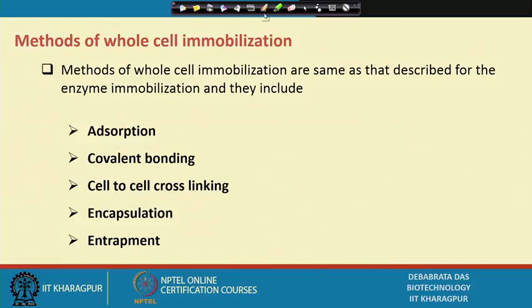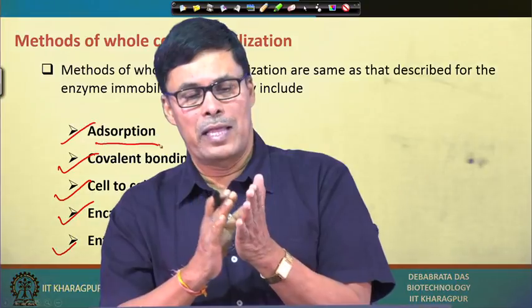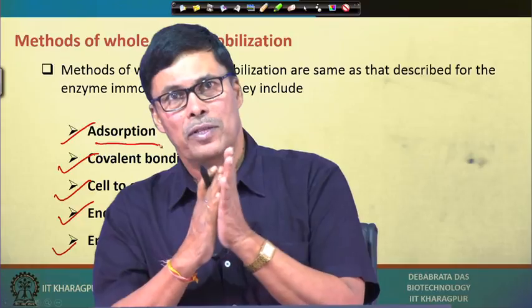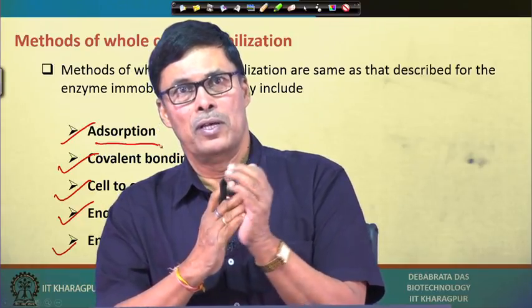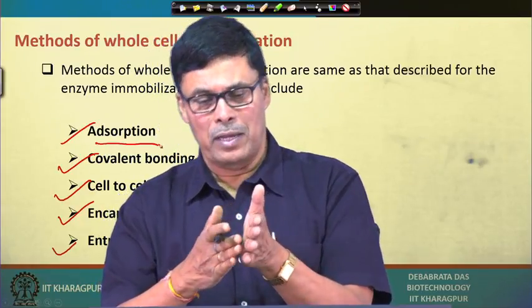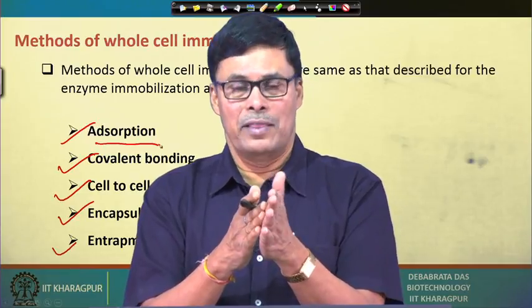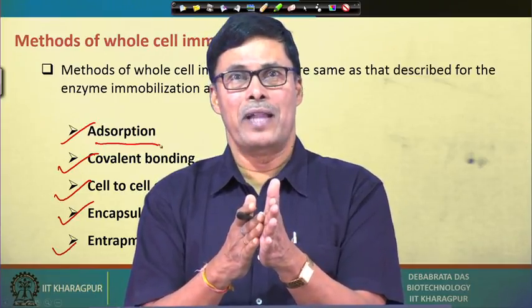Now, the question comes, what are the methods of whole cell immobilization? We have adsorption, then covalent bonding, then cell to cell cross linking, encapsulation and entrapment. Now, what do you mean by adsorption? We told you adsorption is a physical phenomenon. Physical phenomenon means the cell is simply adhered on the surface of the solid matrix. The bonding between the cell and the solid matrix is due to Van der Waals type of forces.